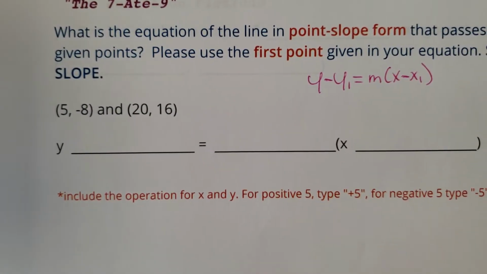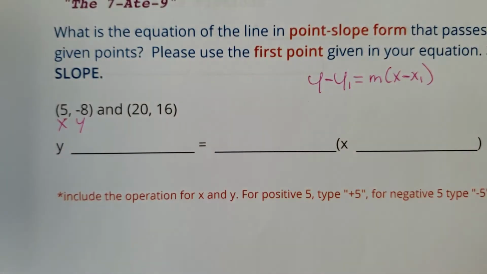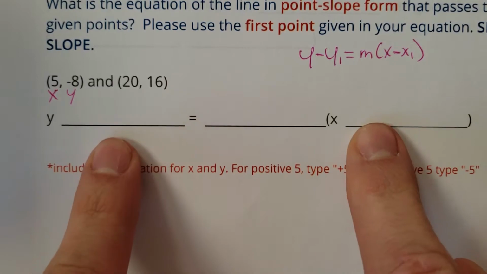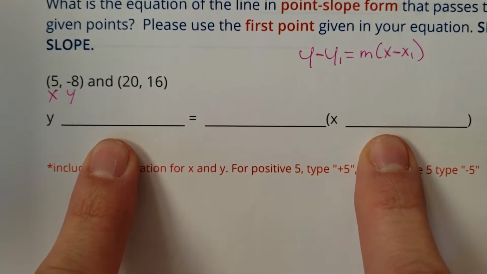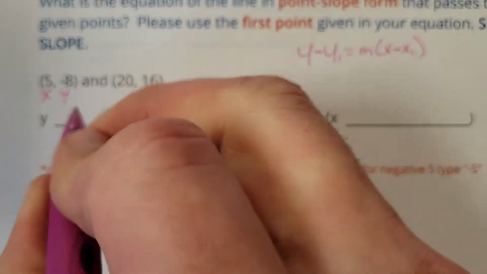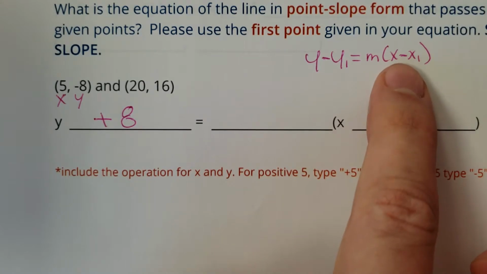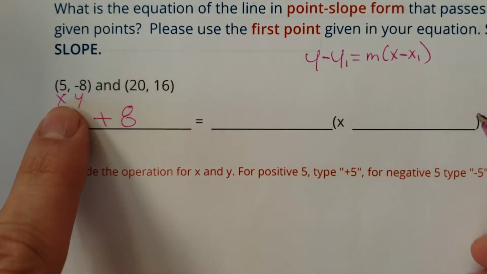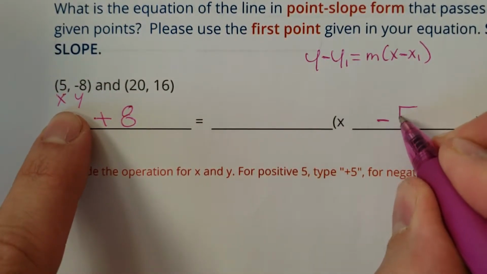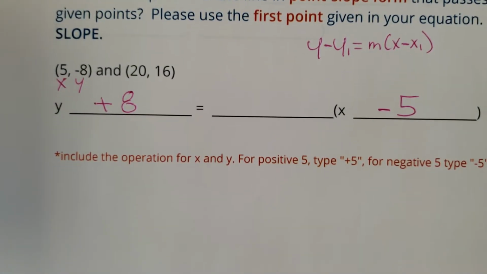Simplify your slope. All right, so we need to use the first coordinate point. There's my x coordinate, there's my y coordinate. So I can plug in the first and the last blanks right away. Remember, it's y minus the y coordinate. So if it's minus a -8, it's going to be plus 8. And if it's x minus the x coordinate, it's going to be x minus 5. Make sure you include the operations in there with no spaces.